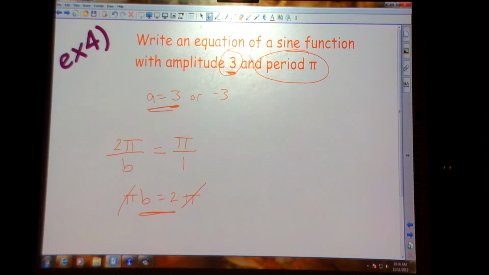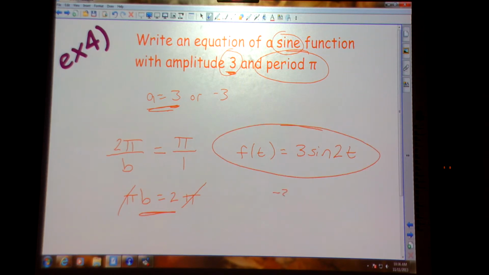Cancel those pi's. B is 2. So if A is 3, B is 2, and they tell me it's sine, my f of t, and please have f of t, it is a function, is 3 sine 2t. Don't forget your variable. It's very important. Don't just put 2. It's not a constant.